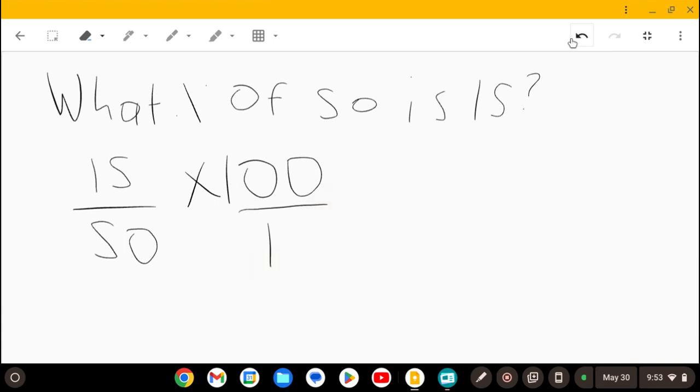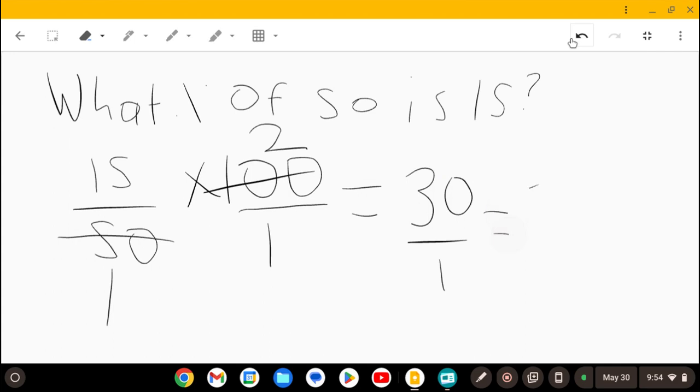You could multiply across, we could just multiply from numerator to numerator and denominator to denominator, or I could just simplify. So I'm going to simplify by using 50, right? 50 goes into itself one time, 50 goes into 100 two times, and then just going to multiply from numerator to numerator and denominator to denominator. 15 times 2 is 30 over 1, which is just 30%. So we indeed got back 30%, right? This is what I mean when the percent is missing. So indeed 15 is 30% of 50.